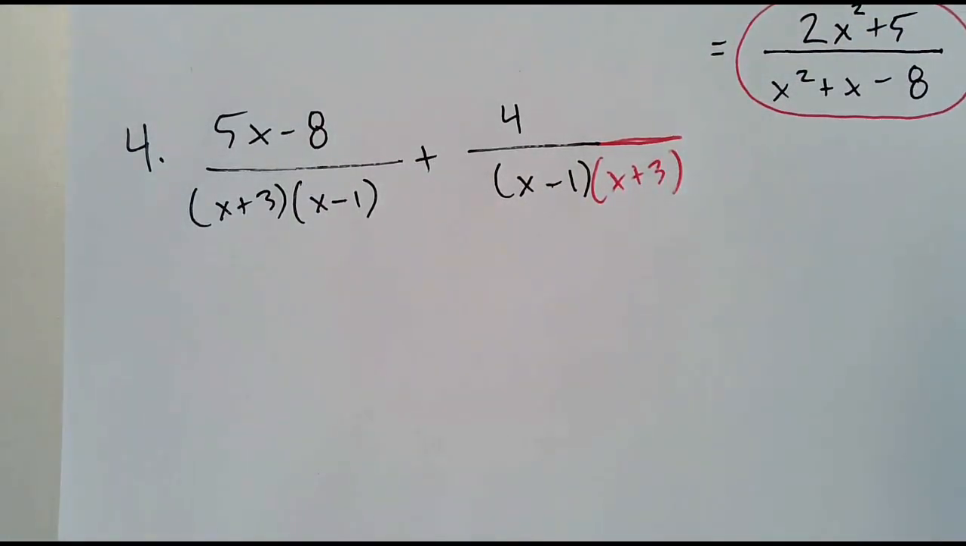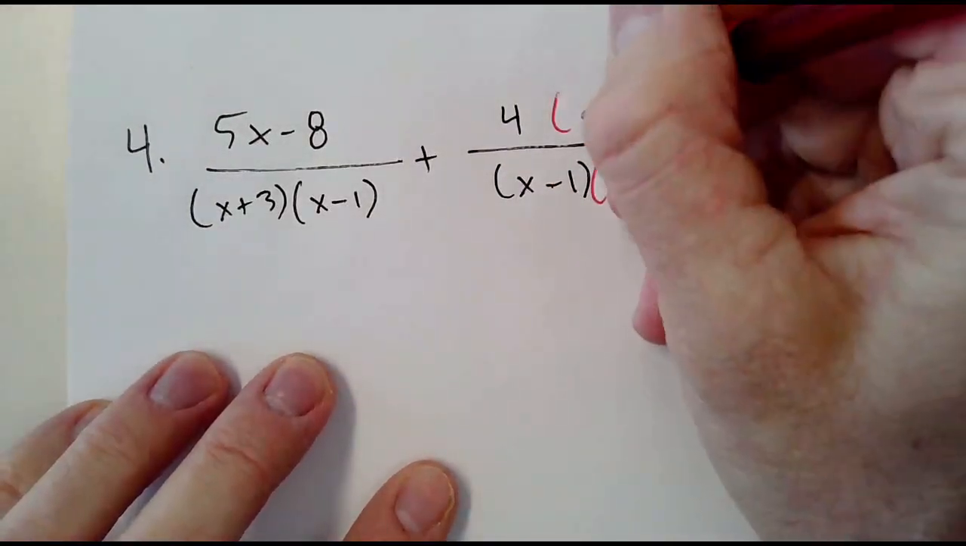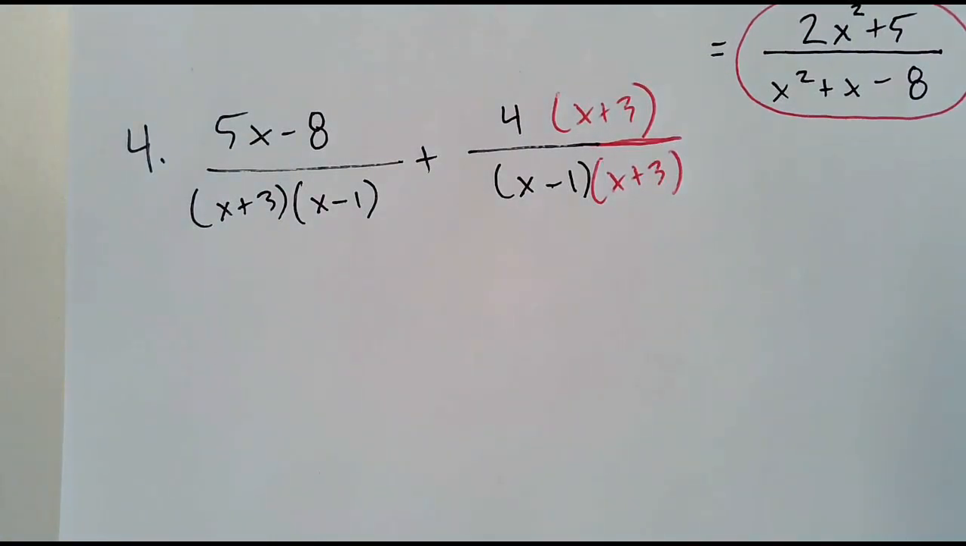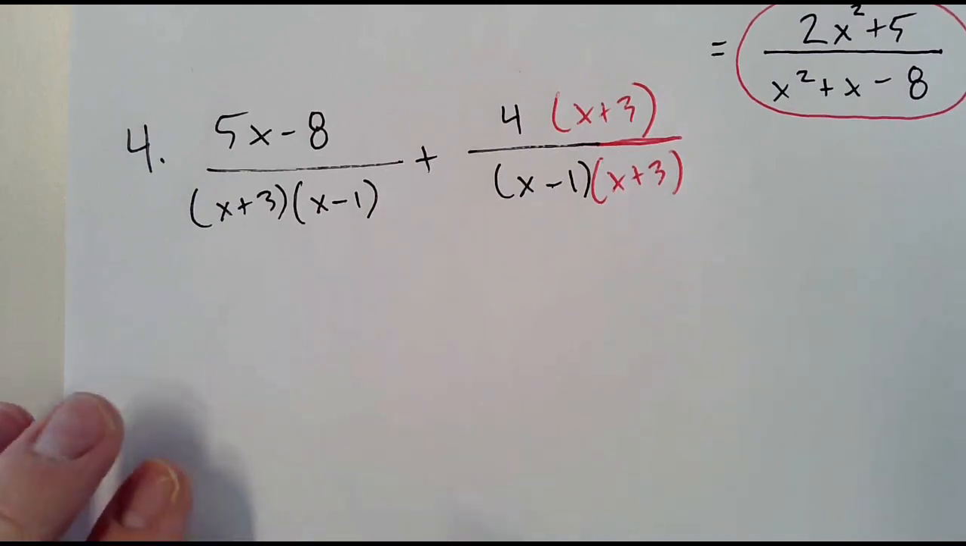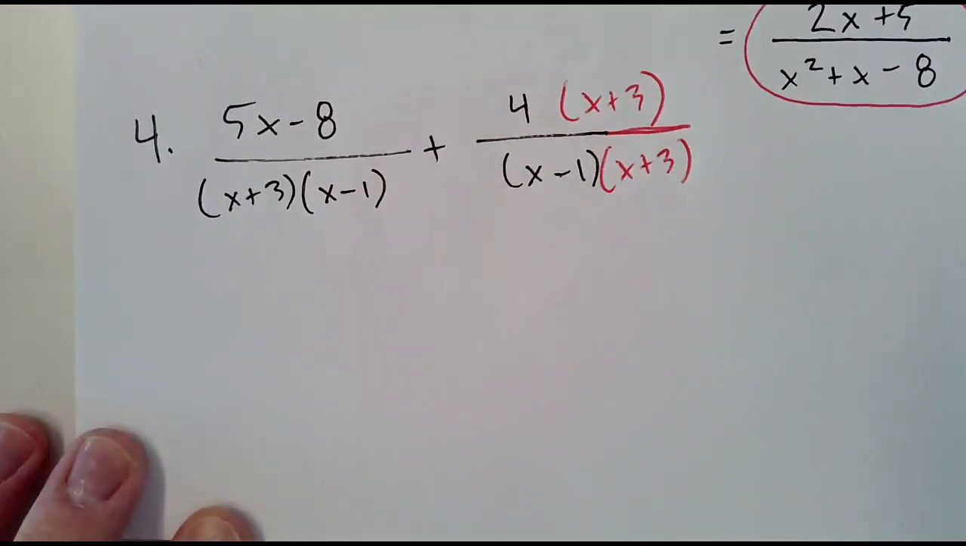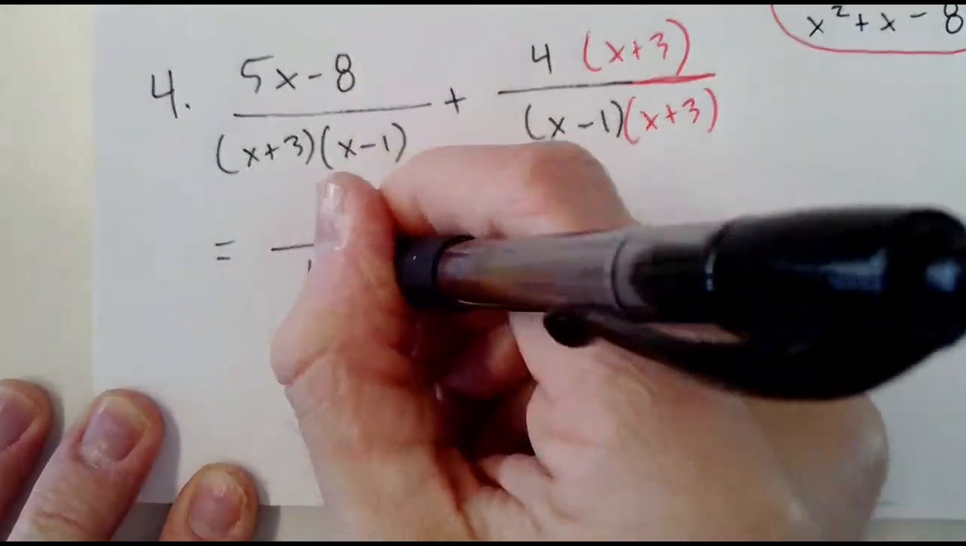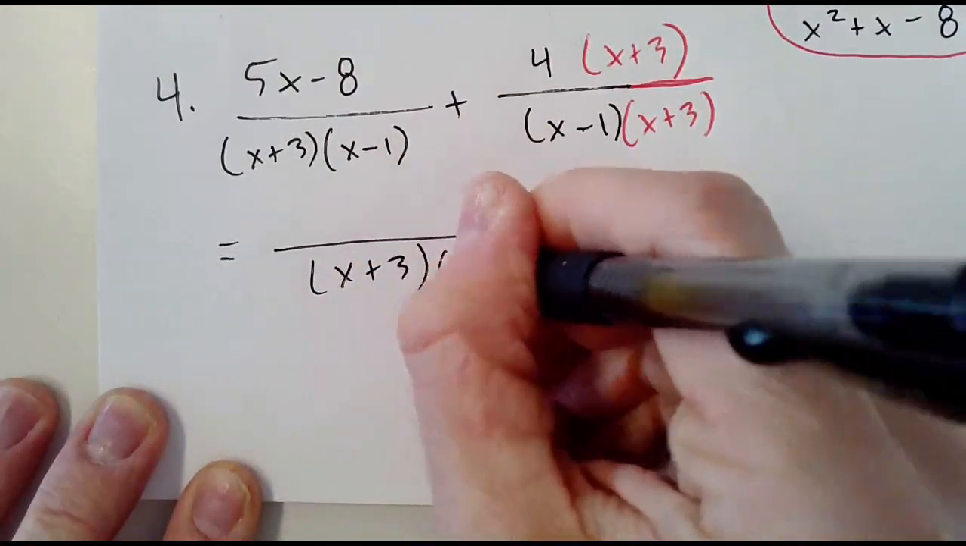Now our denominator is the same. We got that factor in there. But if we did that on bottom, we have to what? Yeah, so do that on top. All right. Good. Okay, so now all we have to do is simplify. So I'm going to rewrite this thing with just one denominator. And that's x plus 3 times x minus 1.